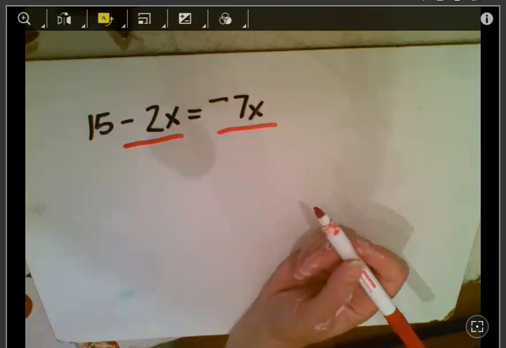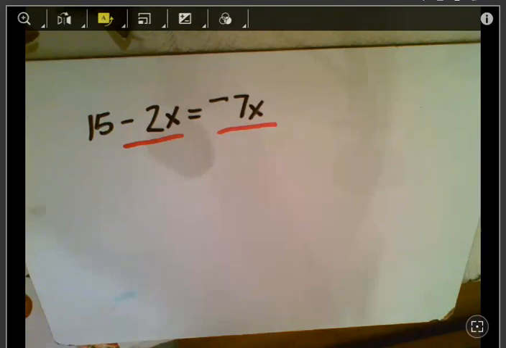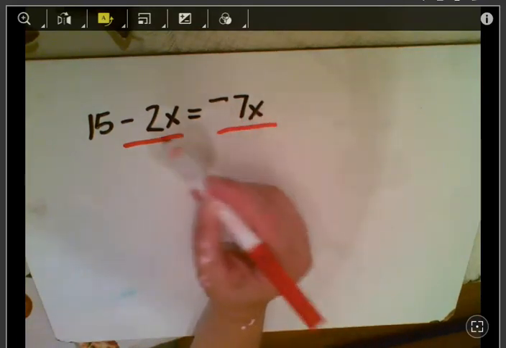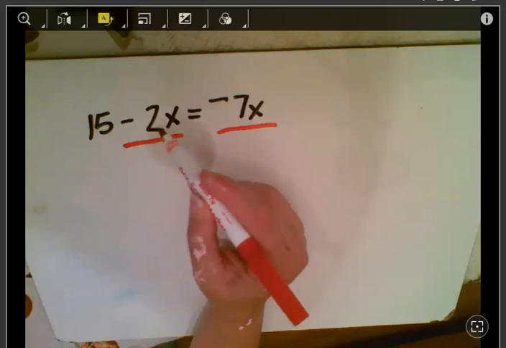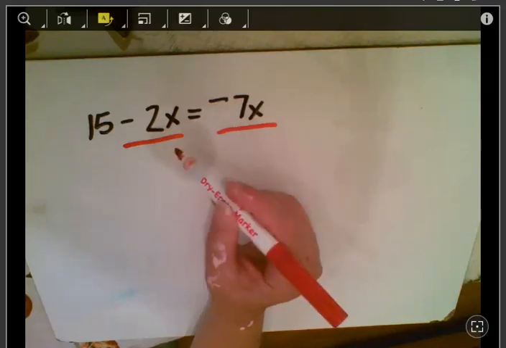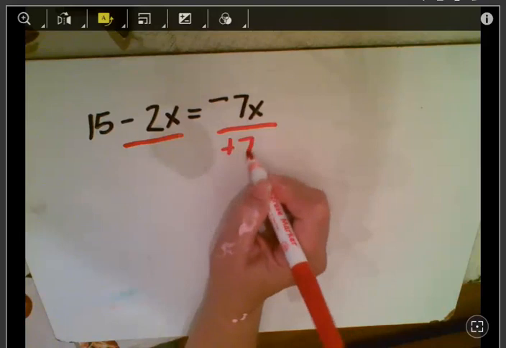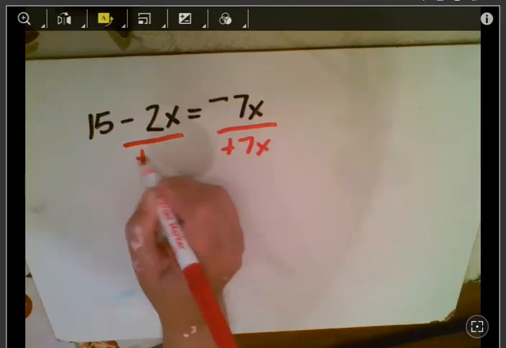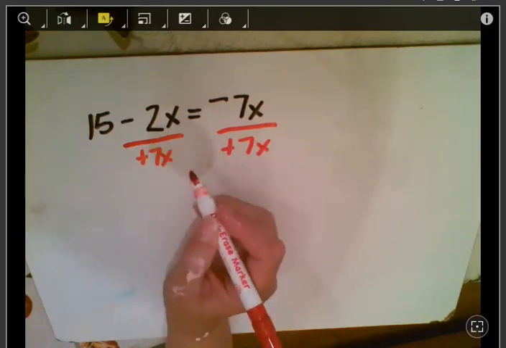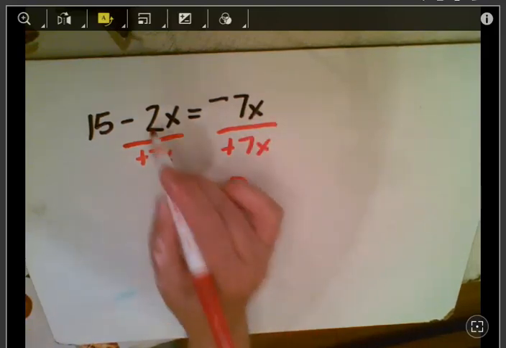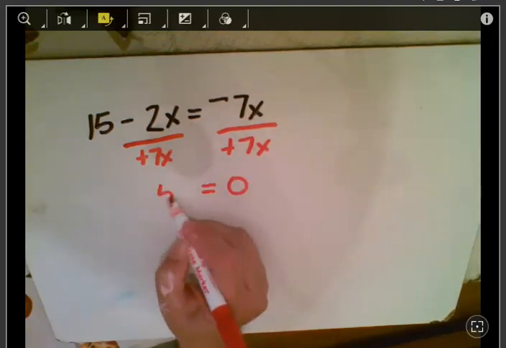And I think I'd like to have my x be positive in the long run. So I think that I want to take this negative 7x and add it to this side, because then I'll be over the positive side and then I'll just have to move the 15. So if I add 7x over here and I add 7x over here to keep the balance, then I'm going to get 0 here. And negative 2 plus 7 is 5x.